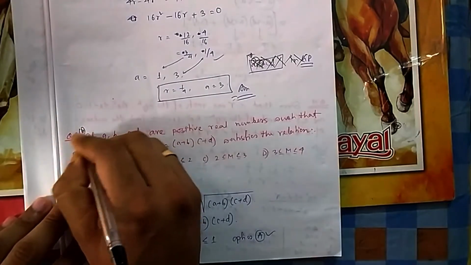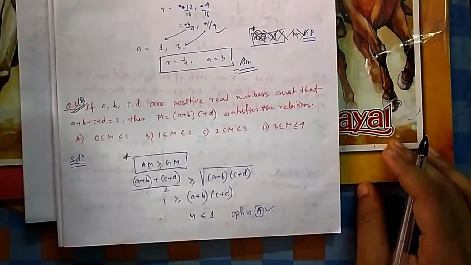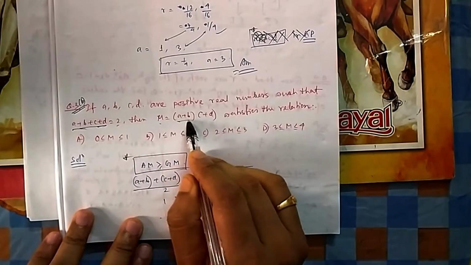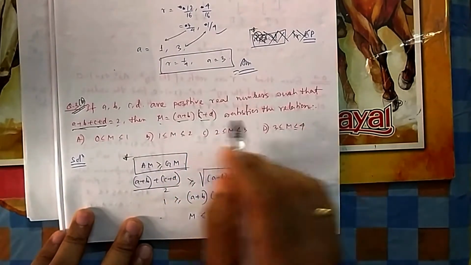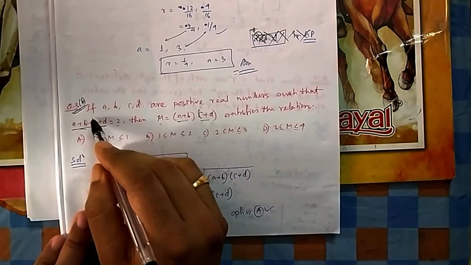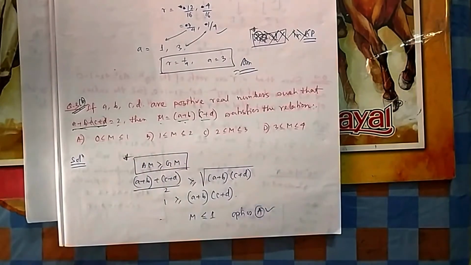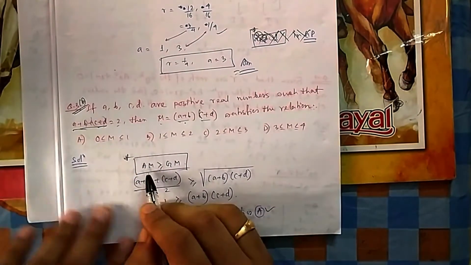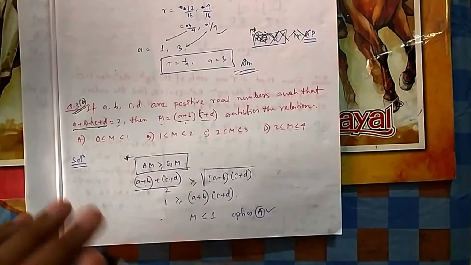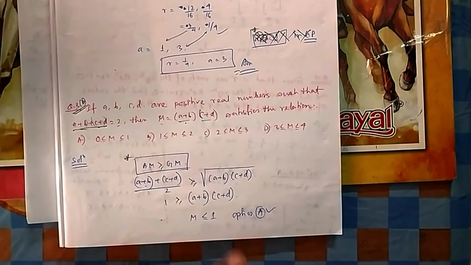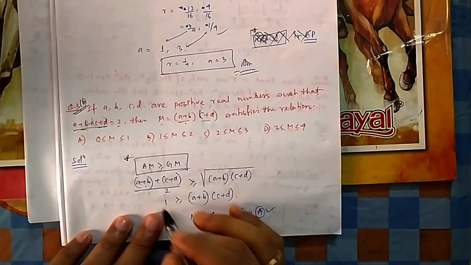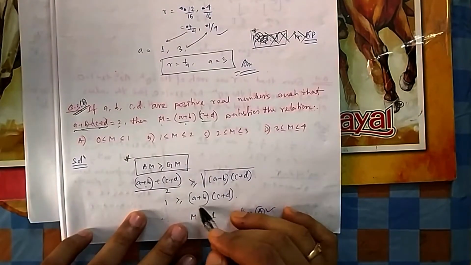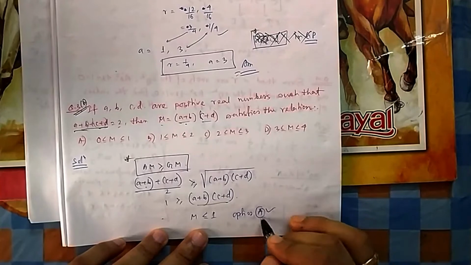Now if you come to 3b: if a, b, c, d are positive numbers such that a plus b plus c plus d equals 2, and m is equal to a plus b into c plus d, then m satisfies the relation. Now here you can see, if you take these two separately, then this is the sum and this is the product. And what is the relation between sum and product? AM is always greater than or equal to GM, because for two numbers, AM will be equal to this plus this divided by 2, and GM will be equal to the square root of this into this. So if you take 2 to that side, this is already given as 2, so 2 by 2 is 1. So obviously this will be greater than or equal to 1, so m should be less than or equal to 1. So that is your option A.